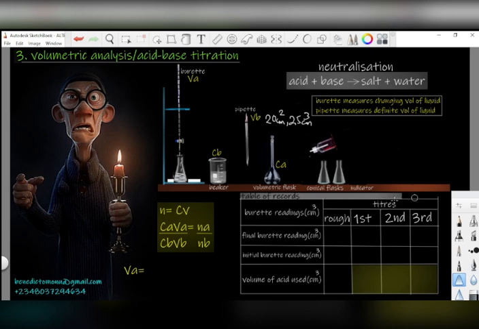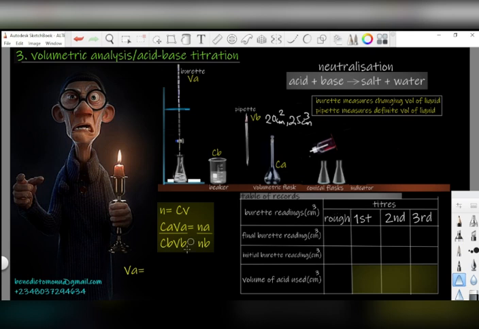Now, you're going to draw a table like this. In the table of records, you have the burette reading, the final reading and the initial reading, so that I can easily do a subtraction and get the volume of acid I have used. You start with a rough titer, then you get a first, a second, and a third.